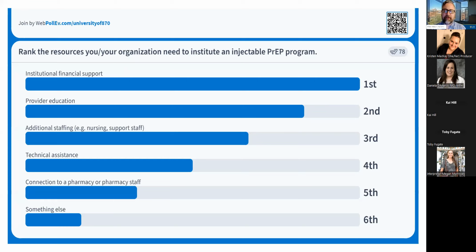We still have institutional financial support sitting at the top, followed by provider education, followed by additional staffing. So thinking about nursing or supportive staff. Next, we have technical assistance. Finally, we have connection to a pharmacy or pharmacy staff, and then something else bringing up the rear. Okay. All right, let's go ahead and go to the next question. Thank you, everyone.